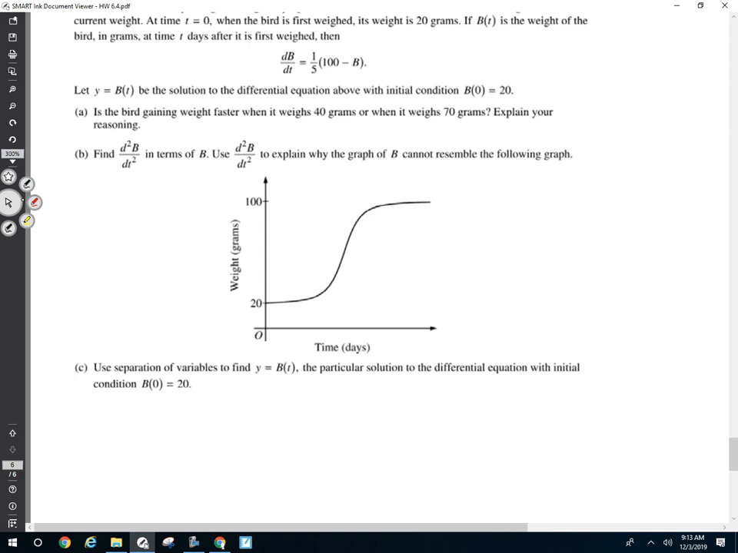Solving this differential equation. Once again, assume there are y's and x's, like treat them the same. We want to get our b's with db. I'm going to divide by 100 minus b to get it with db. I'm going to multiply by dt to get this.